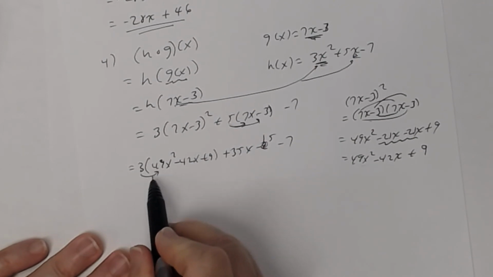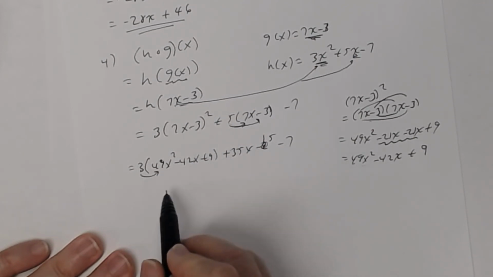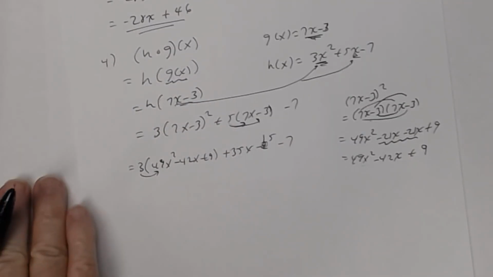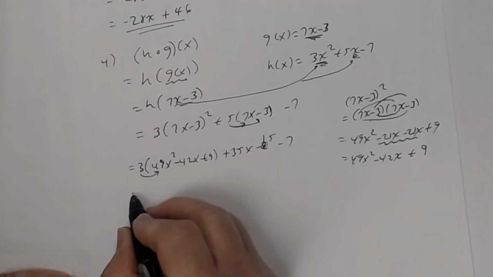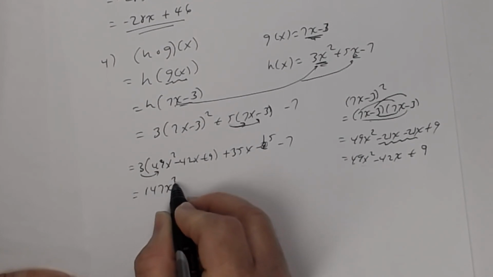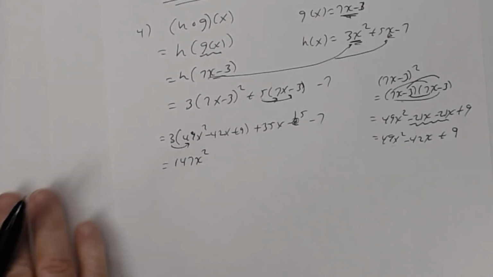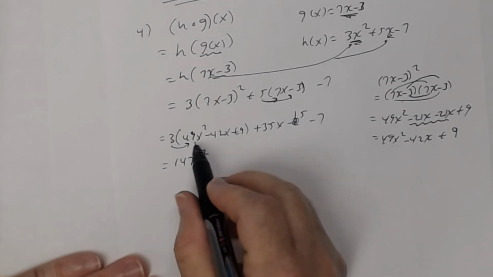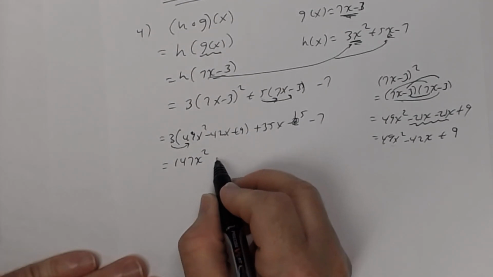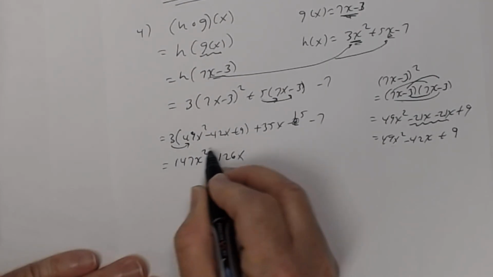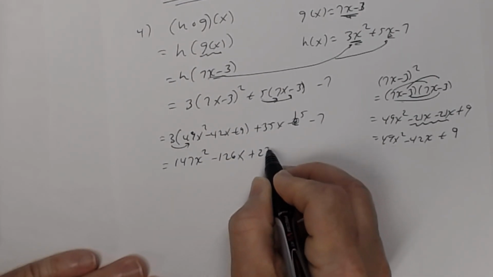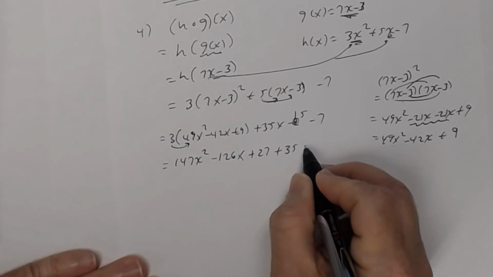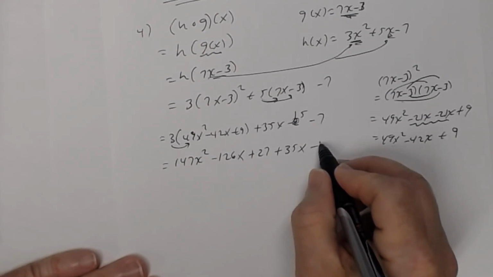Okay, using the distributive property. Now I can use the distributive property here because that's a 1. So 3 times 49x squared, use your calculator. 49 times 3 is 147. So that's 147x squared. 3 times 42 is 126. So 3 times a negative 42x is a negative 126x, and then 3 times a positive 9 is a positive 27. And I'm going to just go ahead and rewrite all this other stuff up, down. 35x minus 15 minus 7.